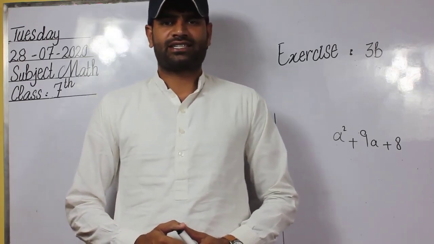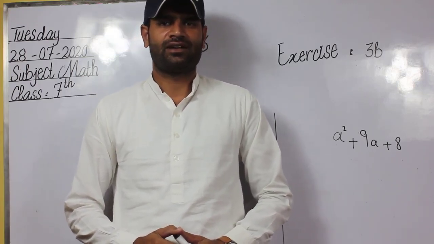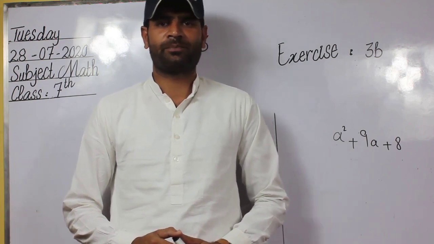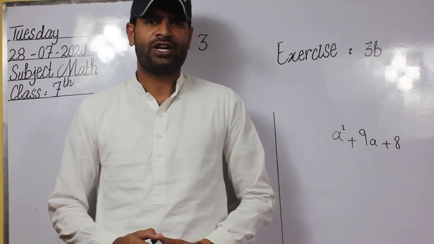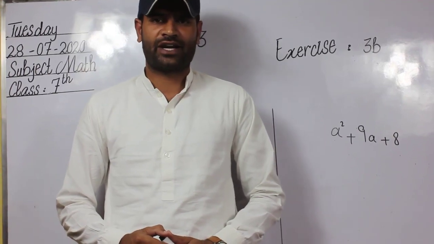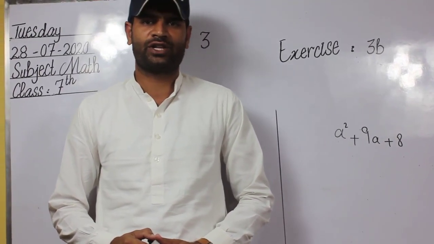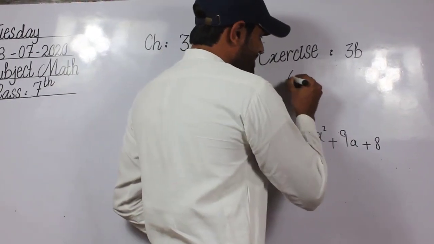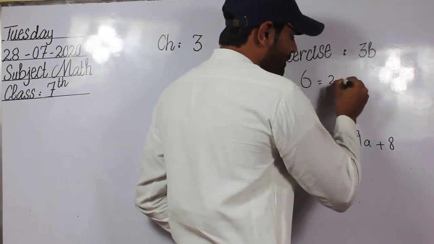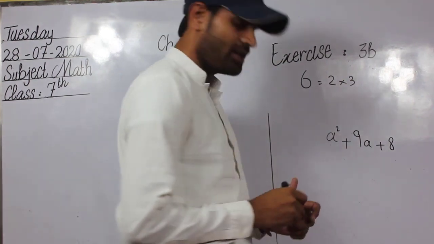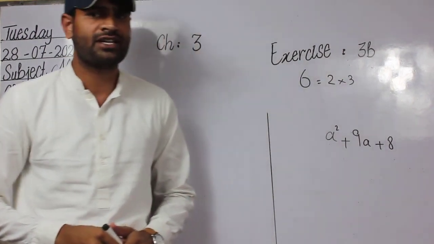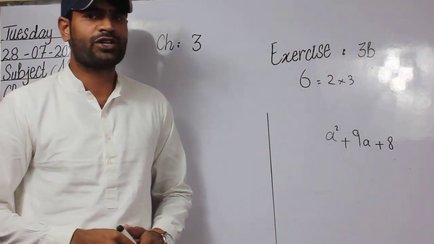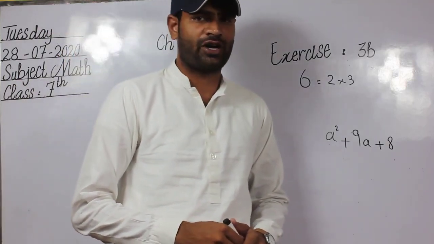Today we will start exercise 3B of 7th class and it is a very important topic, factorization. We solve the quadratic equation by factorization. So first we know what factors are. If I have a number 6, its factors are 2 multiplied by 3. So I convert 6 into factors. But in this exercise we make the factors of quadratic equations.